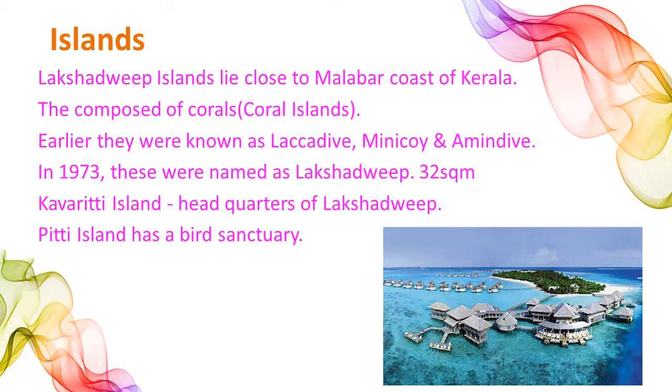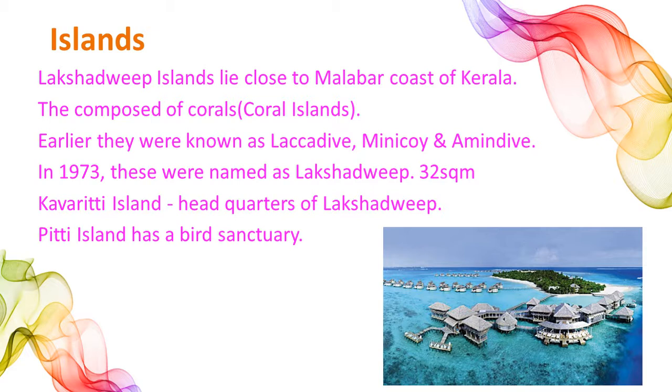Islands of India. India has two groups of islands. You can see in the India map on both sides. Lakshadweep Islands are lying close to Malabar coast of Kerala. This group of islands is composed of small corals. That's why they are also called coral islands.